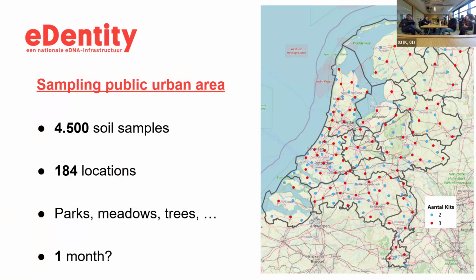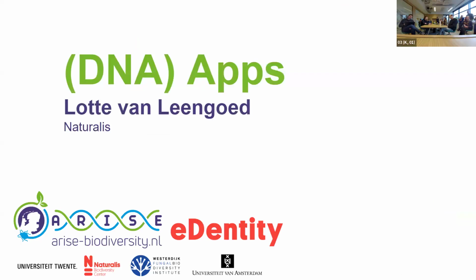The focus that we have at this moment, for this month actually, is that we would like to have a null measure for the urban public area. We will sample about 4,500 samples from all over the Netherlands. Here you see blue and red dots, which is a measure for the number of samples that we will collect from these places. It's 184 locations that we will visit: parks, meadows, and single trees, and we will collect samples there. Last week, in 1 week, we collected already about 300 samples, and we will keep doing that. And hopefully this month, we will already get really far in mapping the entire Netherlands, at least on this scale. And of course, we keep doing that next month.